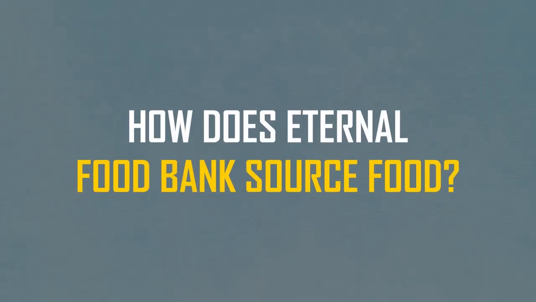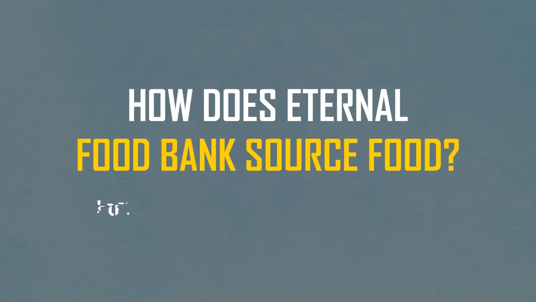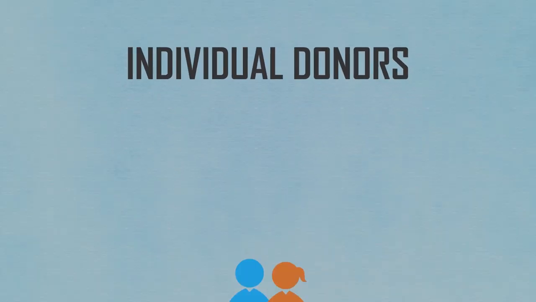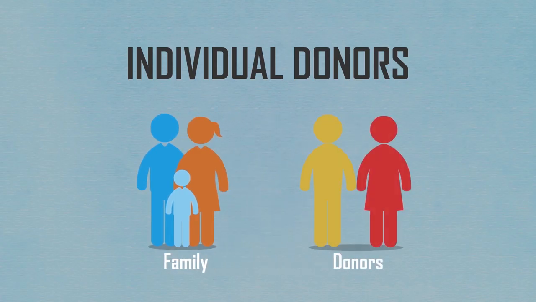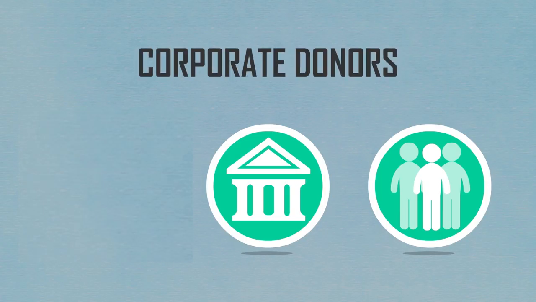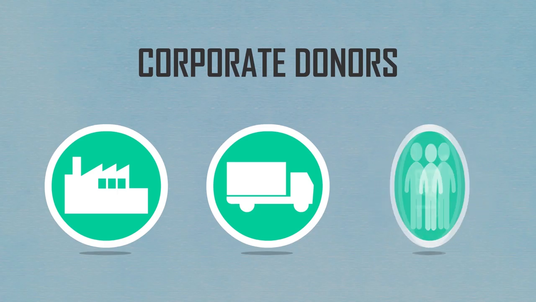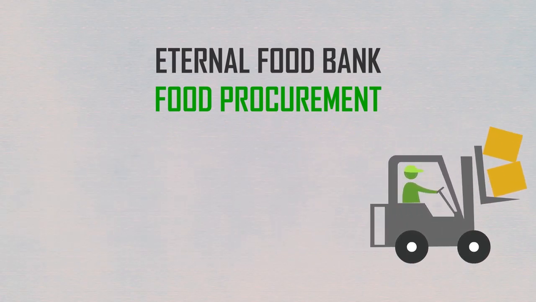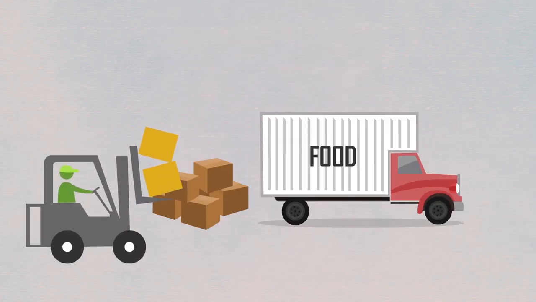How does Eternal Food Bank source food? Eternal Food Bank sources food from individual donors. This group includes family and individual donors, corporate donors, food manufacturers, wholesalers, and retailers. Eternal Food Bank, EFB, food procurement: bulk food purchase from accredited food manufacturers and distributors.